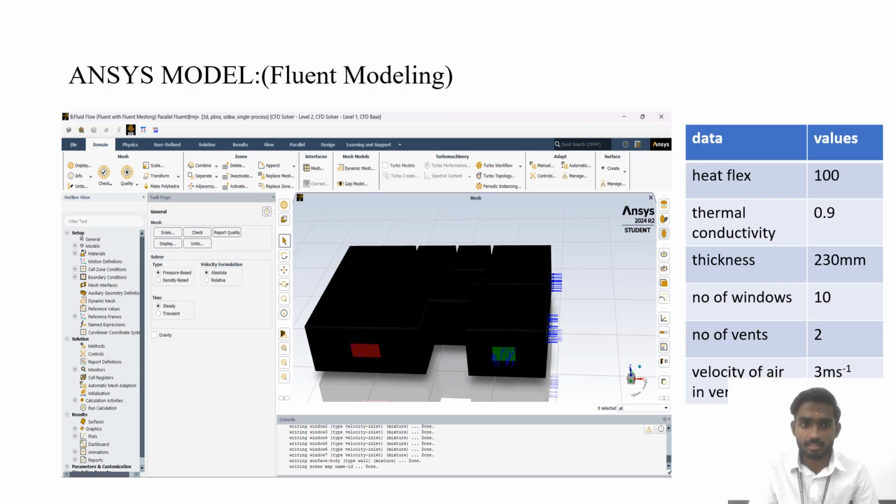This is the ANSYS model for the optimized building. Heat flux is 100. Thermal conductivity 0.9. Thickness 230 mm. Number of windows 10. Number of vents 2.